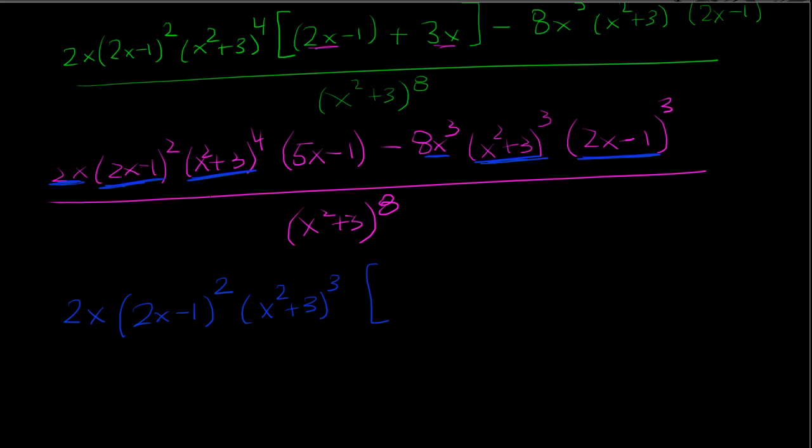Okay, now what's left for the first term is a x squared plus 3, and then 5x minus 1. And then from the second term, let's see, we have 2x, what multiplies 2x to get 8x cubed? That's 4x squared. And then we have x squared plus 3 cubed already factored. And then we need another factor of 2x minus 1.